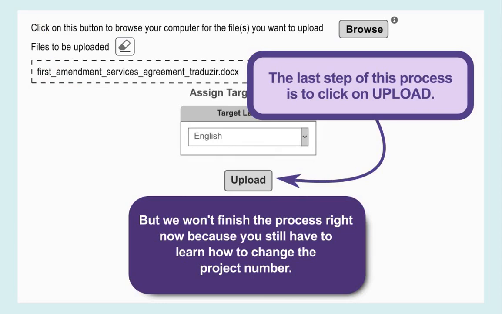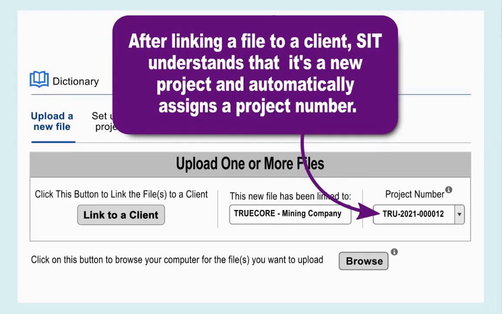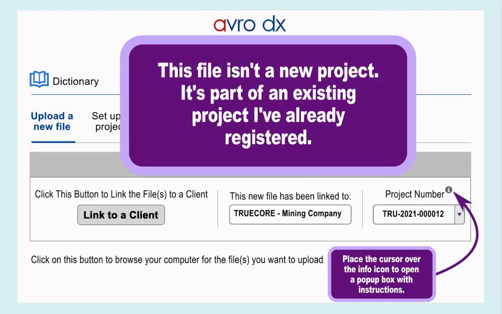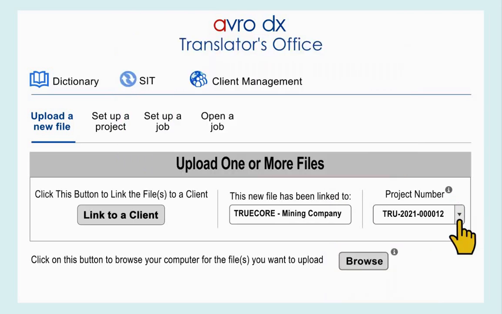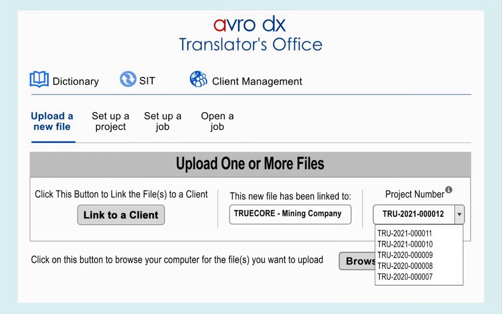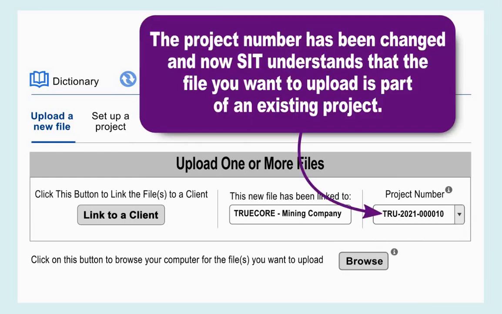But now, I'll show you what to do when the file you're uploading is part of an existing project. The first thing you have to keep in mind is that after you choose the client, SIT automatically assigns the project number because it understands it's a new project. Since this is a file that must be associated with an existing project, all you have to do is select the project number. But how? Just click on this arrow and open the client's project list. Then, select and click on the project you want.